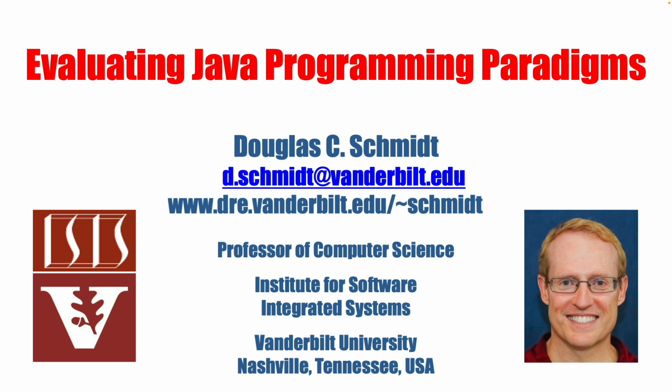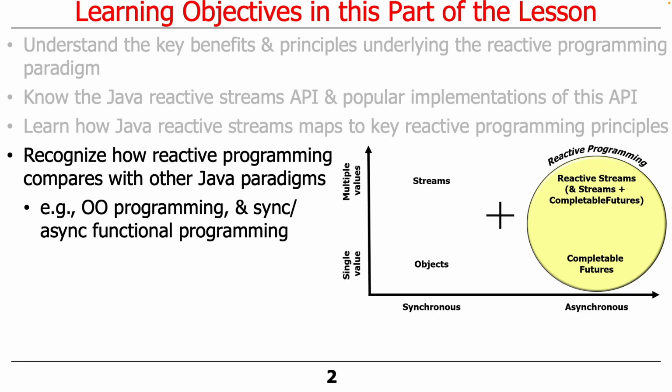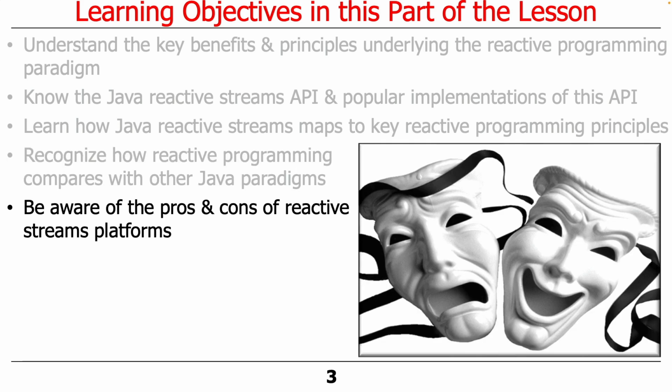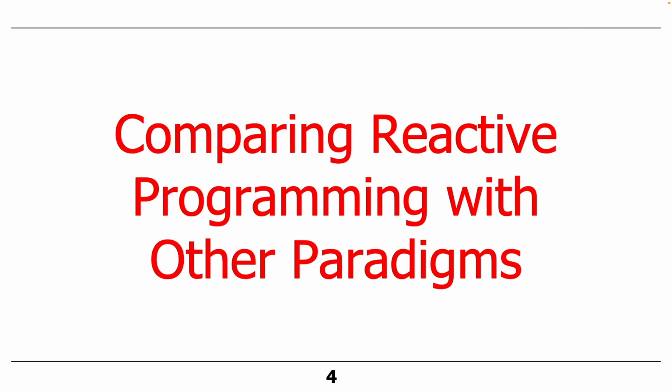So the next topic in this intro is to evaluate the different Java programming paradigms, some of which we've covered in this class, some of which we're about to cover in more detail, some of which I expect you know from previous courses you've taken, either in Java or other languages for that matter. So we'll see here that we're going to compare and contrast the object-oriented approaches, and then the synchronous and asynchronous functional approaches, and then the reactive programming model. And we'll talk about the pros and cons of this stuff.